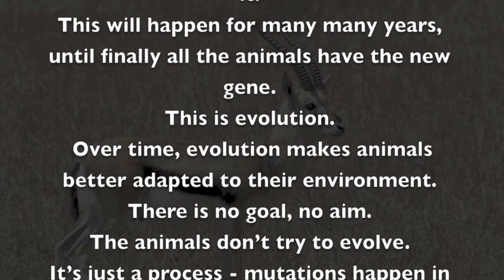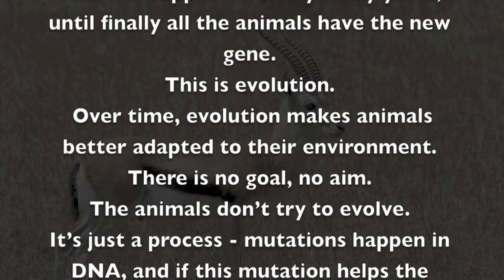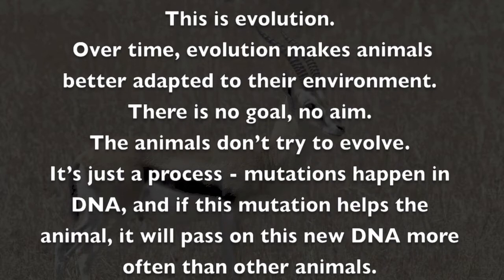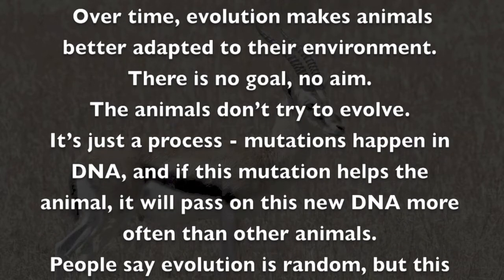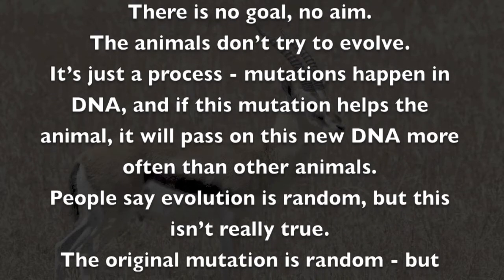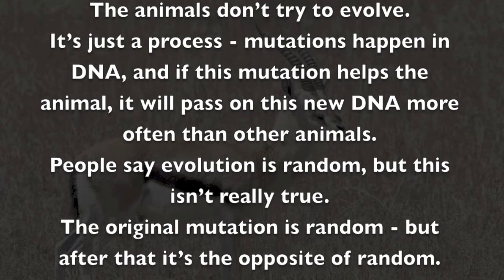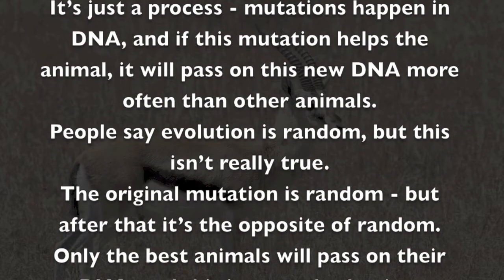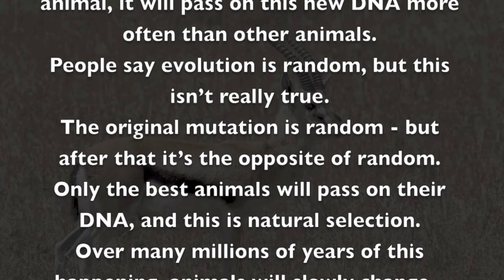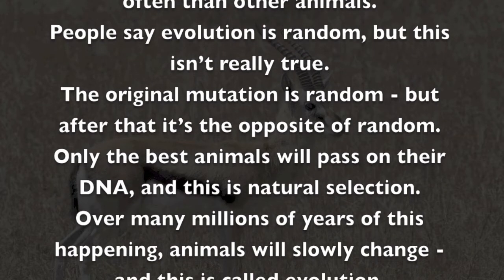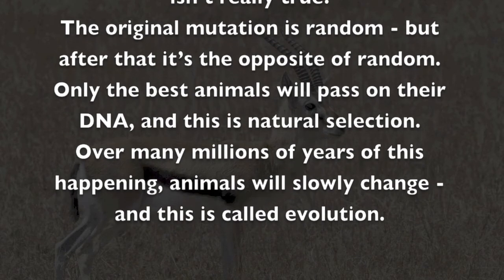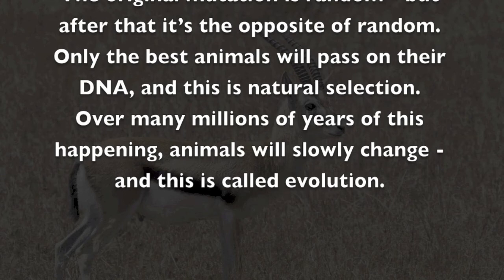There is no goal, no aim. The animals don't try to evolve. It's just a process. Mutations happen in DNA, and if this mutation helps the animal, it will pass on this new DNA more often than other animals. People say evolution is random, but this isn't really true. The original mutation is random, but after that it's the opposite of random. Only the best animals will pass on their DNA, and this is natural selection. Over many millions of years of this happening, animals will slowly change, and this is called evolution.